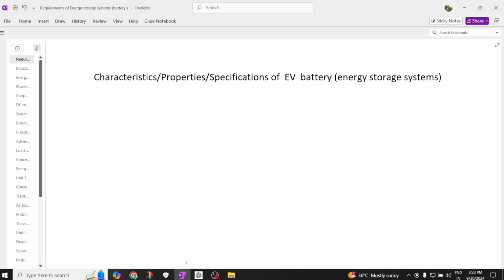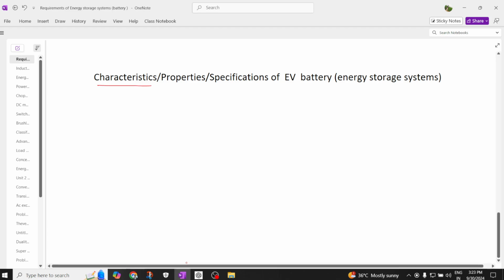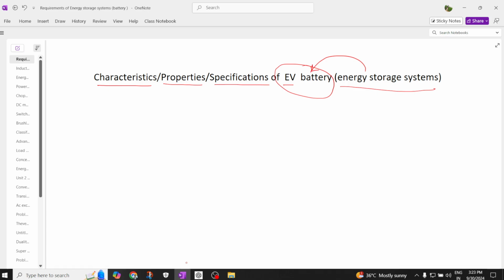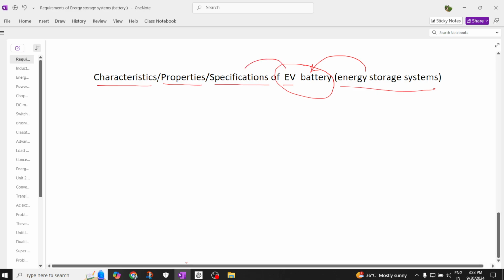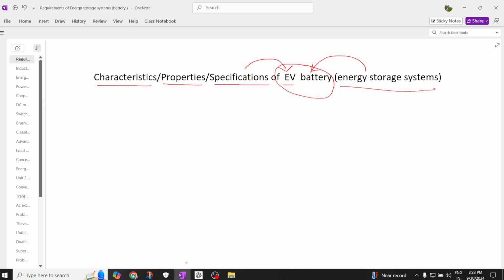So today we are going to discuss the characteristics, properties, or specifications of an electric vehicle battery. Generally these electric vehicle batteries are technically called energy storage systems. These energy storage systems are nothing but the batteries. They need to have some characteristics, properties, and specifications to act like an EV battery. Let us look at these specifications of the EV battery.